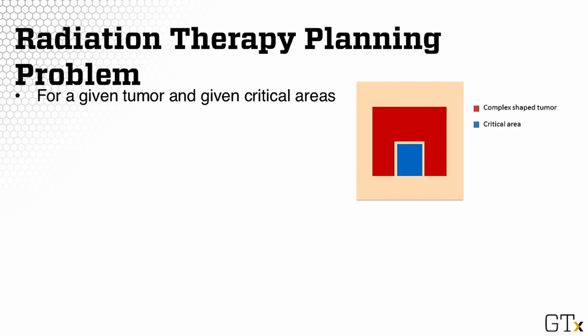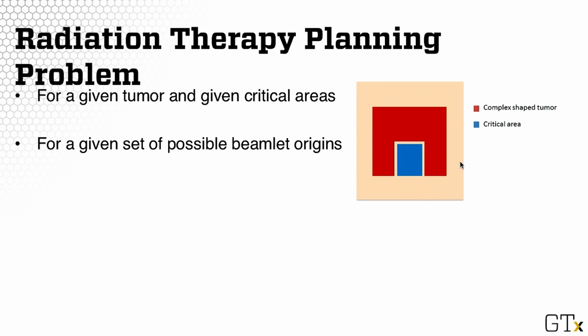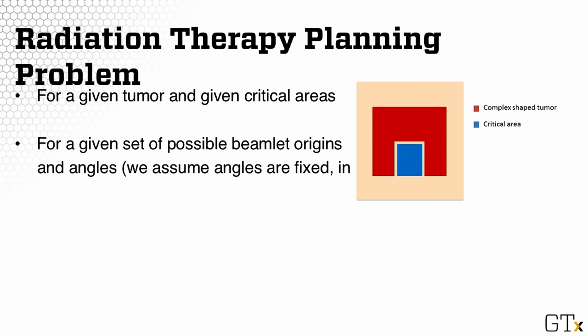Okay, the radiation therapy planning problem is the following. Given a tumor area, that is the red area here, and given a critical area, that's the blue area, given a set of possible beamlet origins, this is determined by the machine itself, and angles. We assume the angles of these beamlets are also fixed. In a more complicated optimization problem, the angle may actually change. That could also be an optimization variable, but here we consider them as fixed.